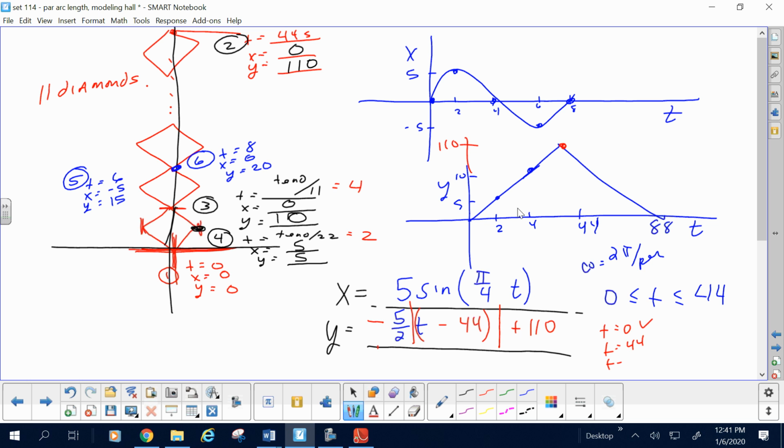At time 88, what should it be back to, assuming uniform movement? 0. 88 minus 44 is 44. 5 halves of 44 is the same as we already talked about. So boom, well done. Good job. Okay, so that would be coming back.